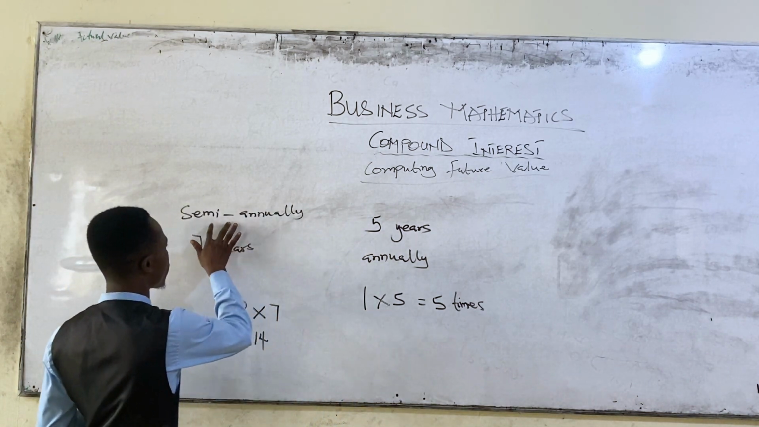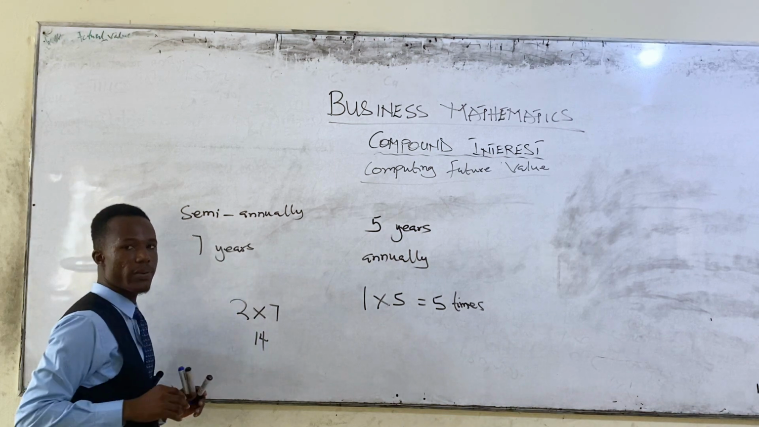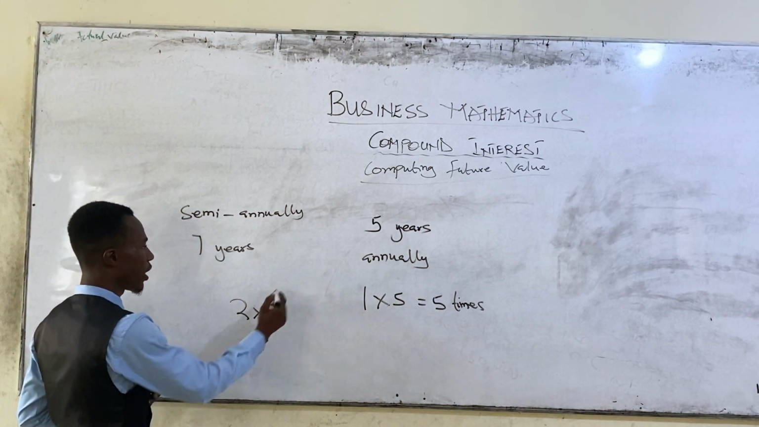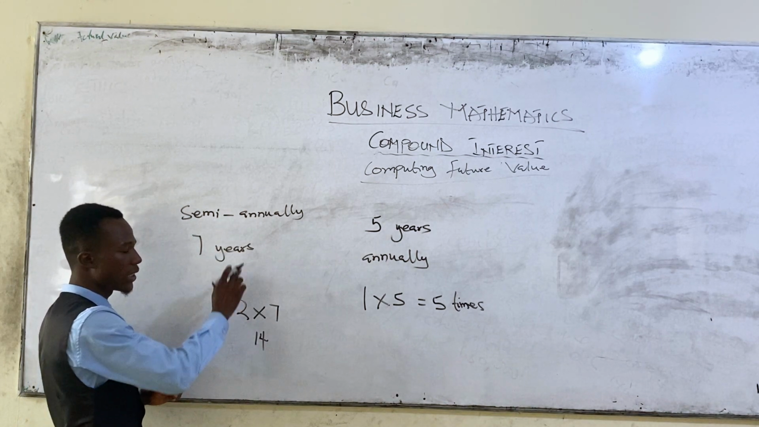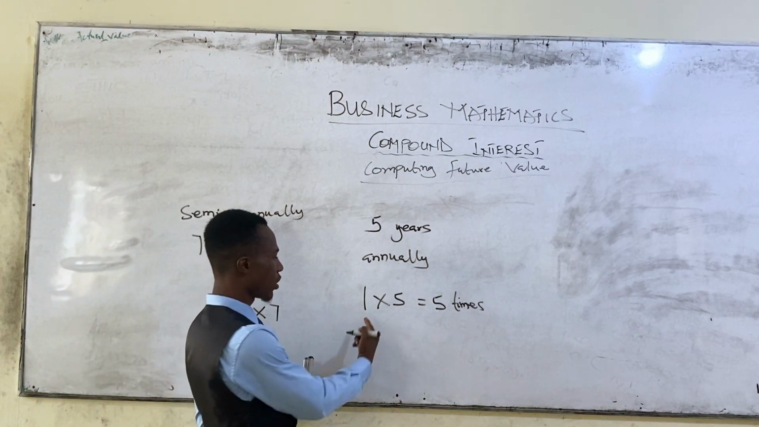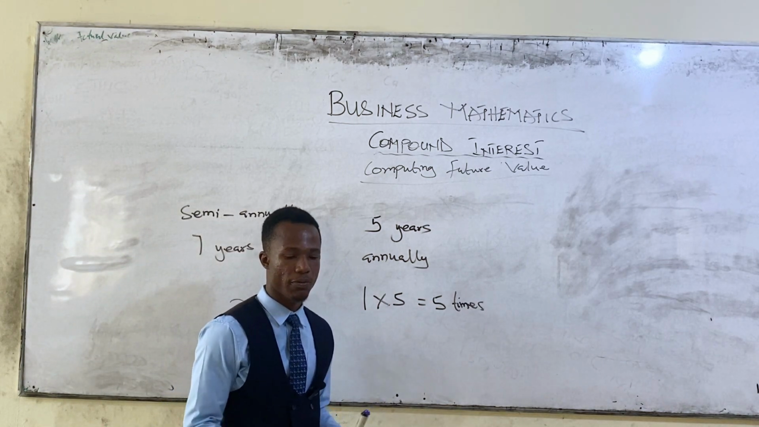So first look out for the period, semi-annual, right? Semi-annual means 2. Then you write your 2. Then you multiply it by the number of years. Annually means 1. Then you multiply it by the number of years.